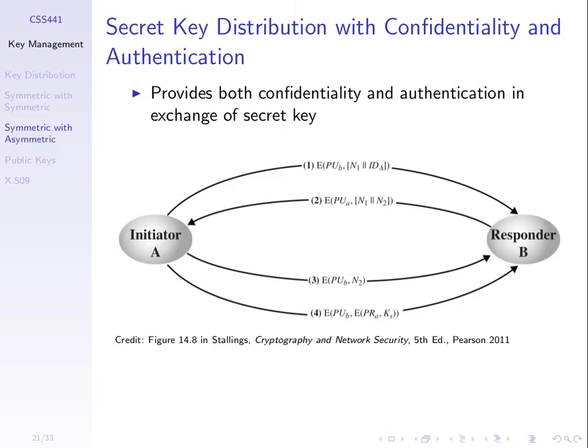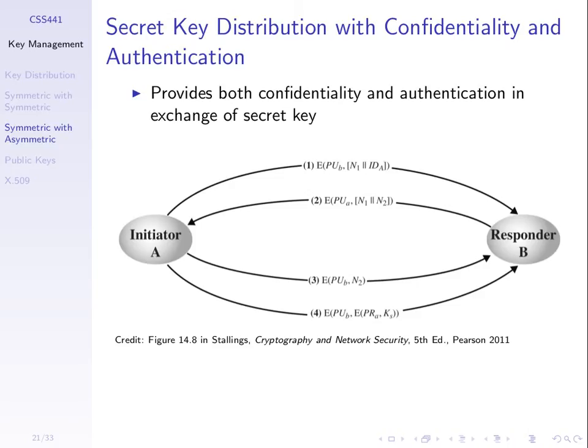Similarly, B generates its own random value, N2, and sends that back. So these are just some authentication steps saying, are you really user A and B? If someone can send back message 2, it proves to A that it is B, because the only person who can learn N1 is B. So the only person who can send back message 2, which contains N1, is B. So by receiving message 2, A knows it's communicating with B, not some imposter in the middle. And similarly with the third message, B knows it's communicating with A.